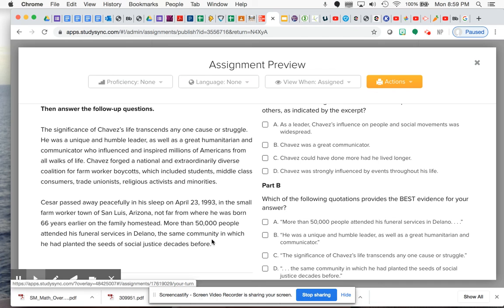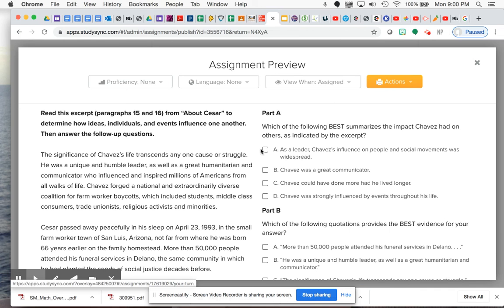Now, in terms of this paragraph, I would focus a little bit more here. Obviously, the fact that so many people came to attend his funeral services is important, but this paragraph especially should give you some guidance on really what the answer is. So, again, I'm going to reread these one more time for you.